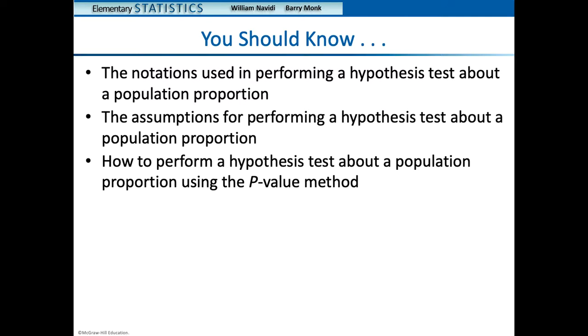For this section, that's it, right? We've looked at the notations used in performing a hypothesis test about a proportion. We've covered the assumptions necessary for performing a hypothesis test about a proportion. And then we've covered how to do the test using the p-value method, either using the chart or the calculator. So that wraps it up for this section.